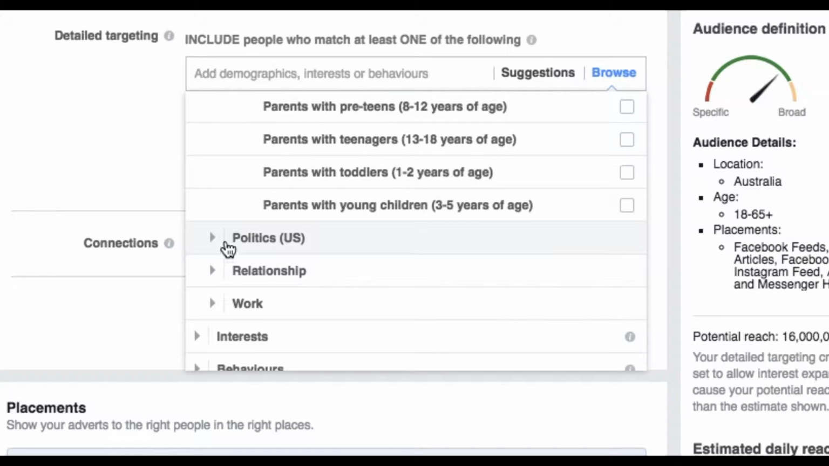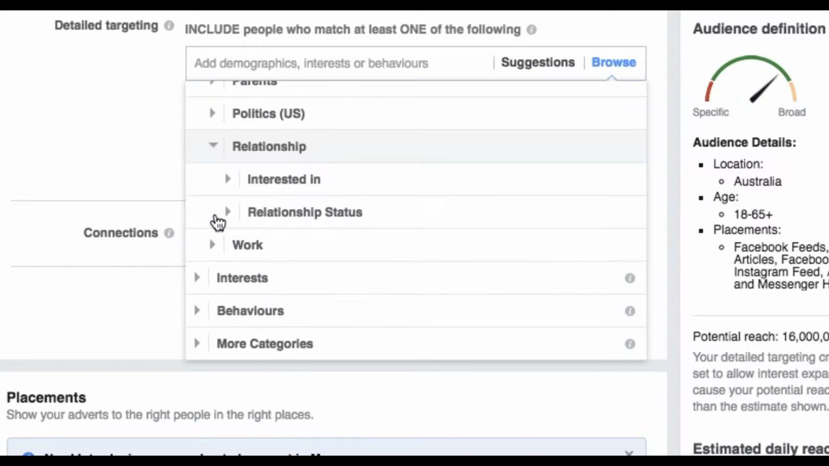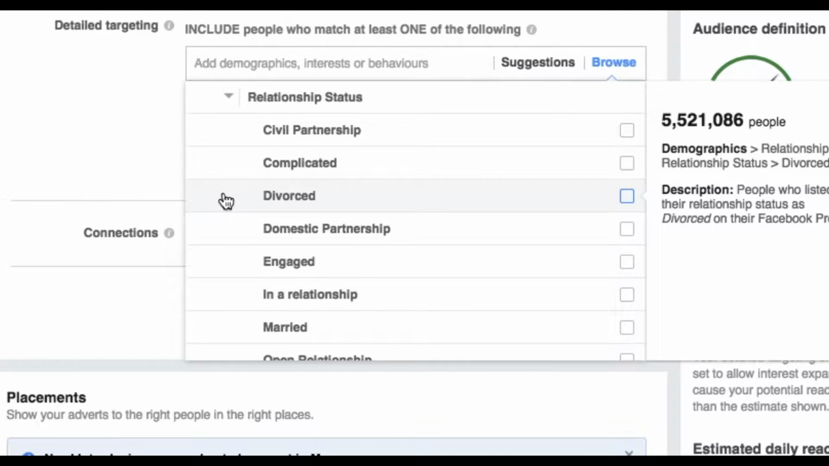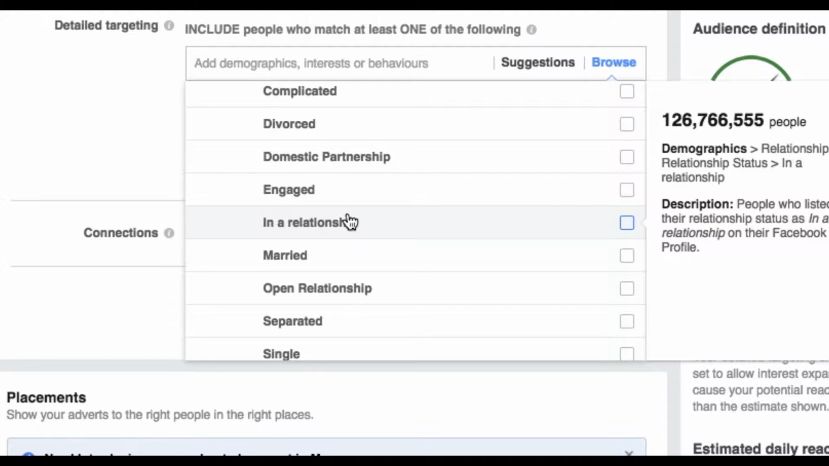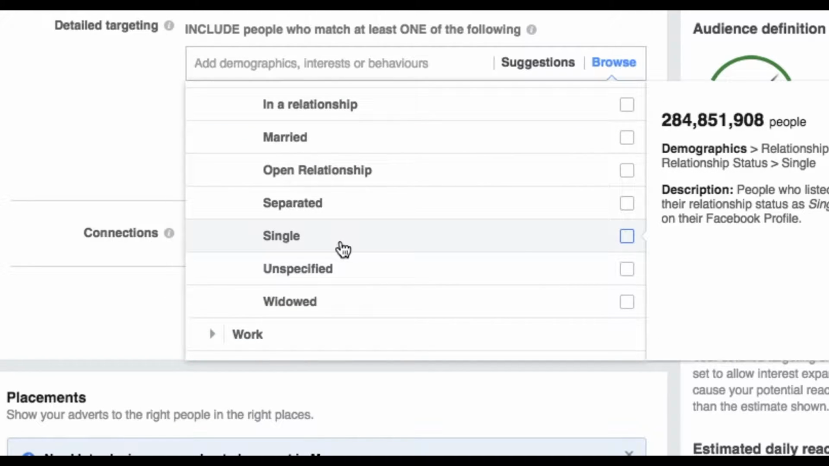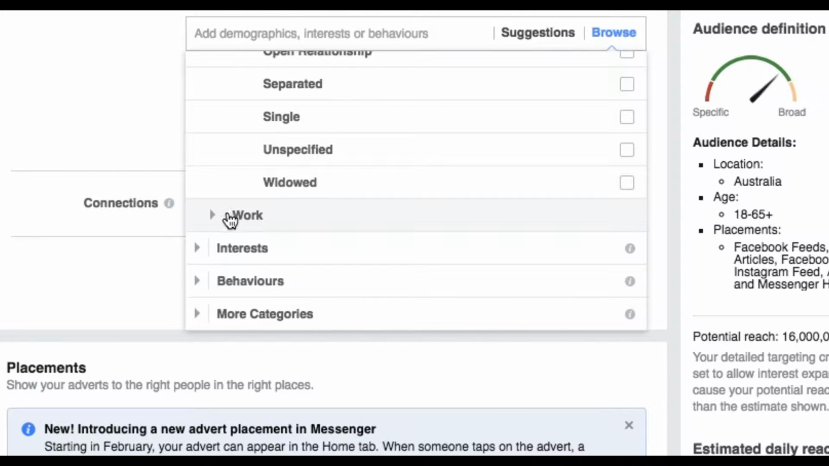demographics. Politics, again, only available in the US. Relationship status can be really good if you want to have anything to do with someone who's going to be engaged or someone who's in a relationship. If you've got a product that only benefits singles, like a dating site. Actually, you can't do dating sites on Facebook. They've got the monopoly on that. But if, say, you had, I saw the other day, a subscription box for singles, that would be a great one to put in there.